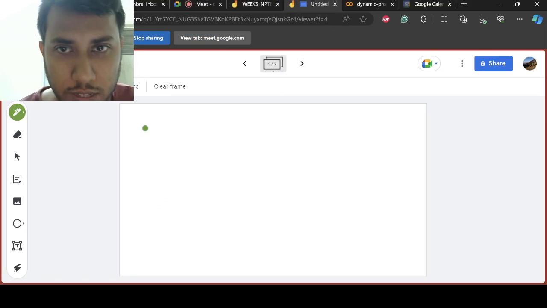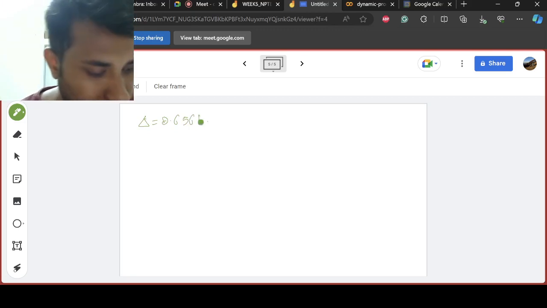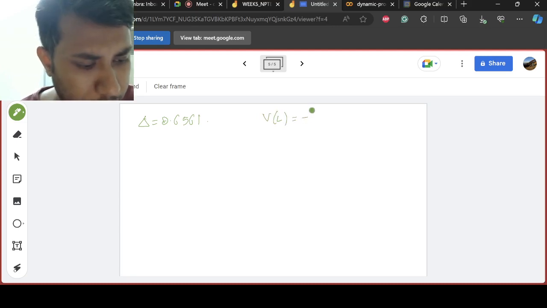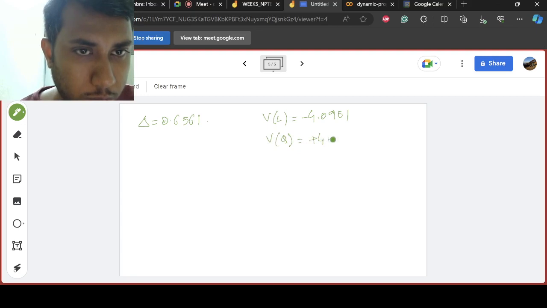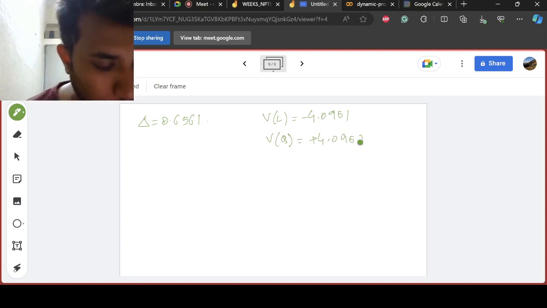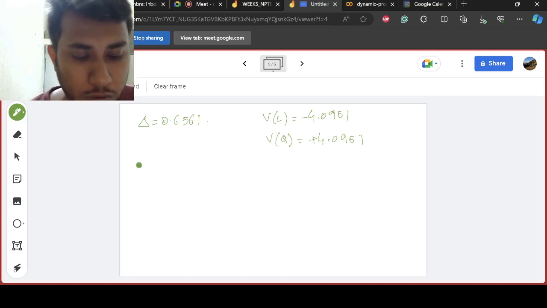So after a few iterations the delta value will become 0.0561. In that case the V(L) value will be minus 4.0951, and the V(Q) value is plus 4.0951. Okay, so obviously we have got an improvement. Now we have to use the policy improvement theorem.